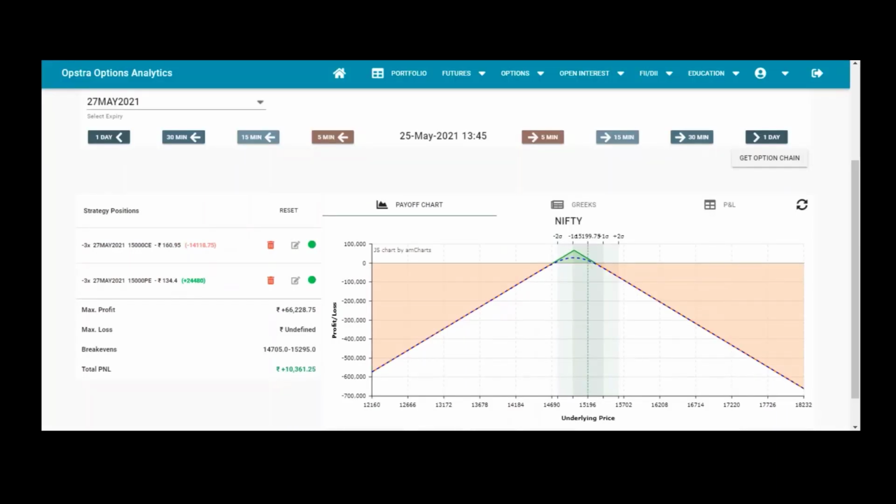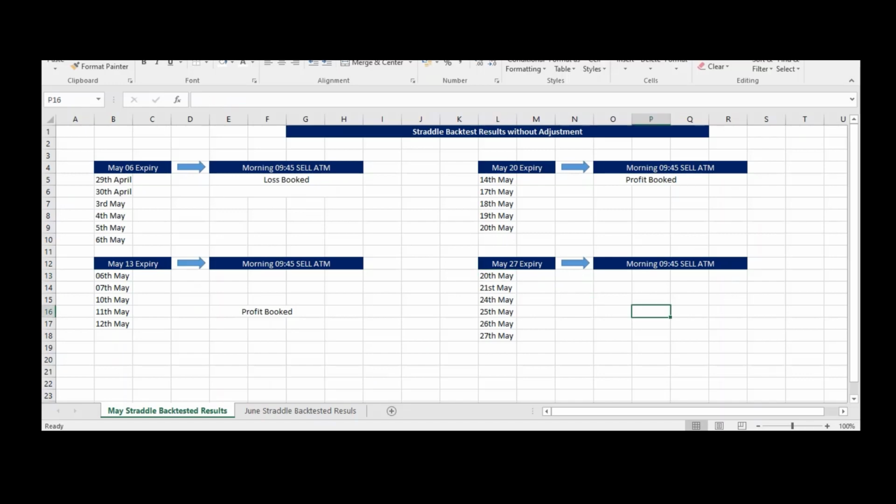Okay, finally on the 25th May 1:45 p.m. we reached our 10,000 rupees target. Okay, so this also we booked the profit on 25th May.